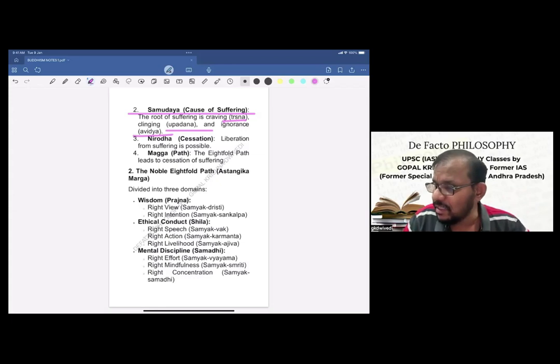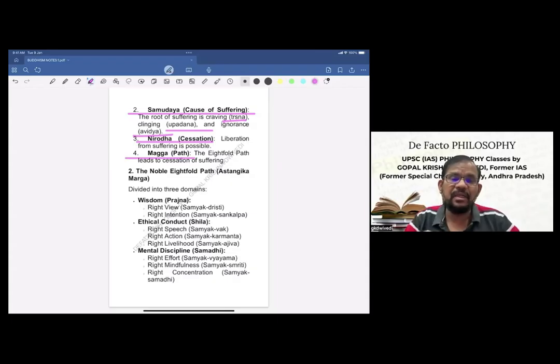Now, the third truth is Nirodha, that is cessation. Liberation from suffering is possible. This is the third truth of Buddha. Fourth is Magga, that is the path. The eightfold path leads to the cessation of suffering. So these are the four truths of Buddhism. First, there is dukkha, or suffering. Second, there is a cause of suffering. Third, cessation of suffering is possible. Fourth, the eightfold path is there for the cessation of suffering.